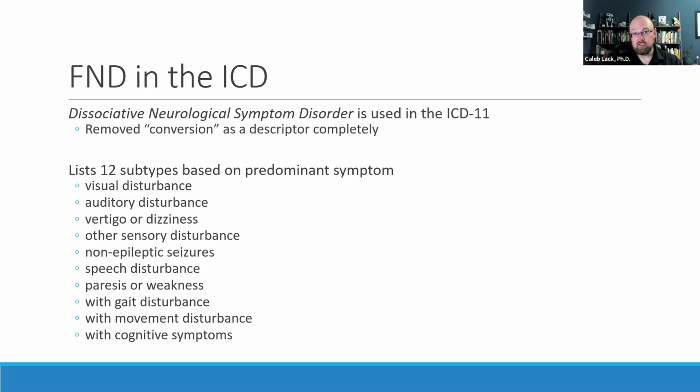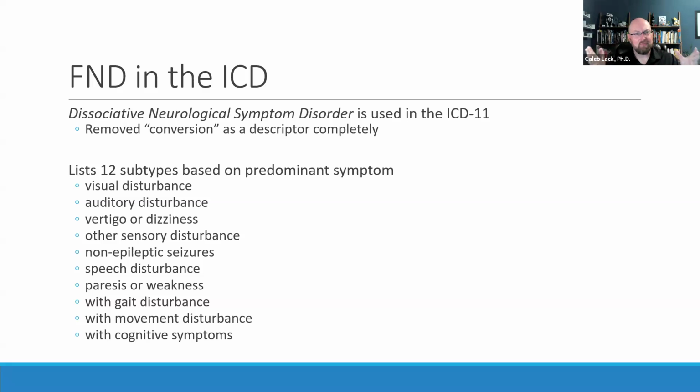That could be visual disturbance, so blindness or partial blindness, or auditory disturbance, where I feel like I can't hear, or maybe have some tinnitus symptoms. It could be excessive dizziness and vertigo symptoms, non-epileptic seizures, problems with speech or walking, weakness in a certain area, but also things like movement disturbance, which Charles will talk a lot about, or cognitive symptom disturbance, so memory issues, things like that.